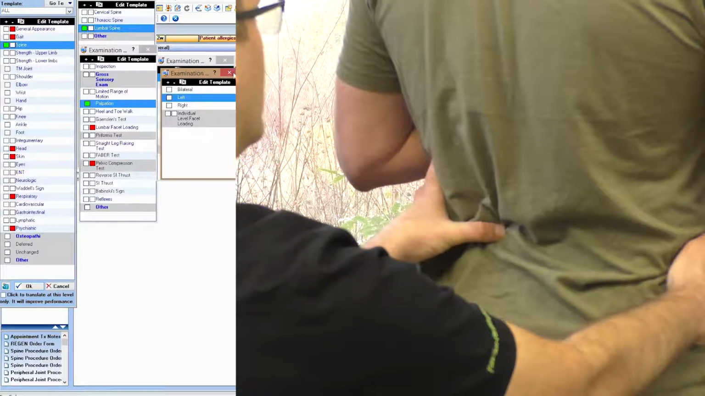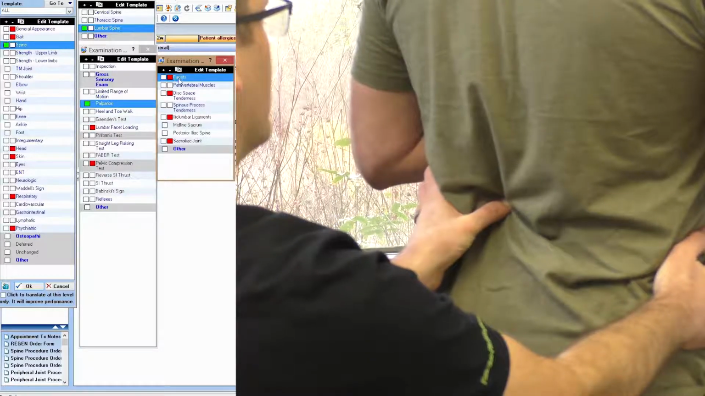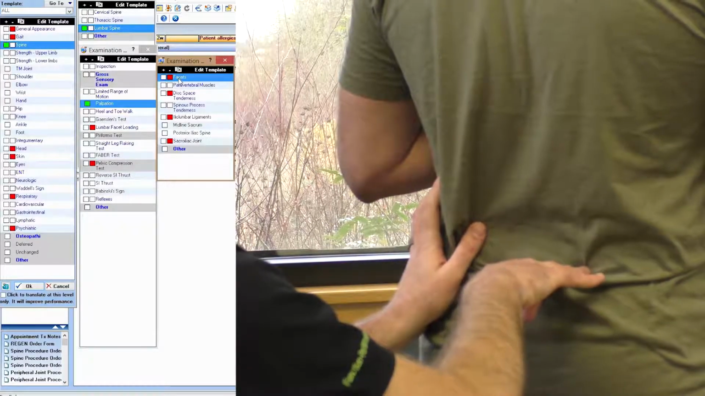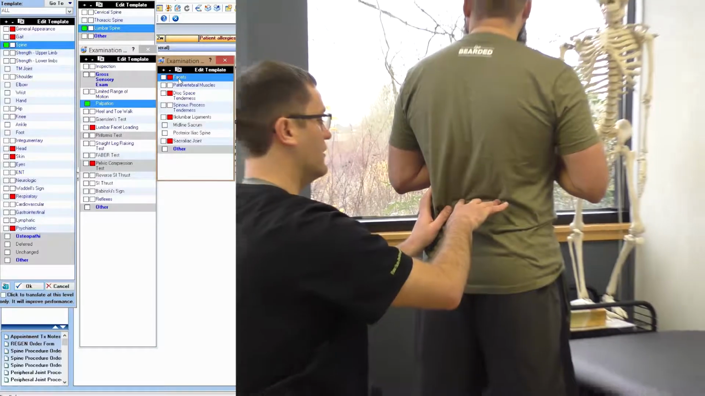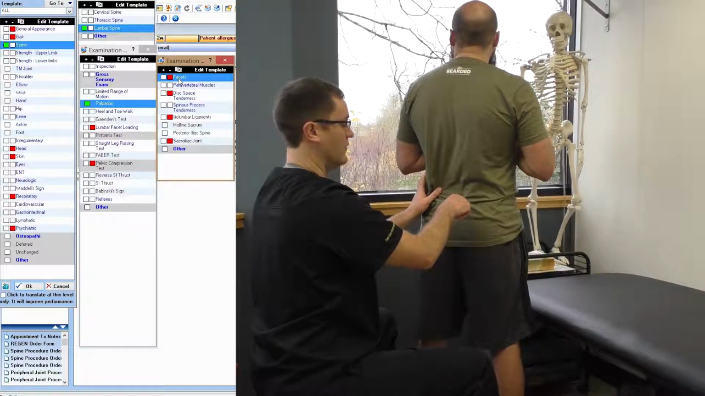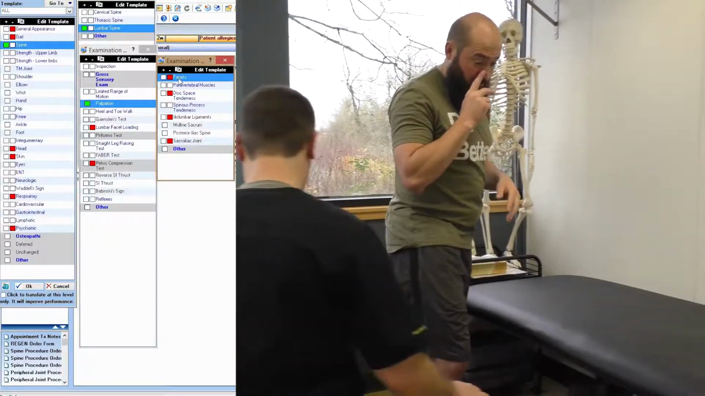Tender at all? No. Tender at all? No. Great. So he's non-tender to palpation at the facets 5-1, 4-5, 3-4. No disc space tenderness, L3-4, L4-5, L5-S1. All right, Rob, can you go ahead and have a seat here for me, please?